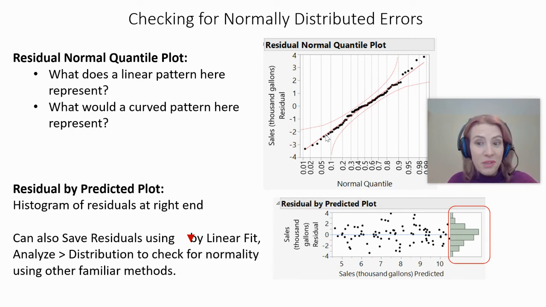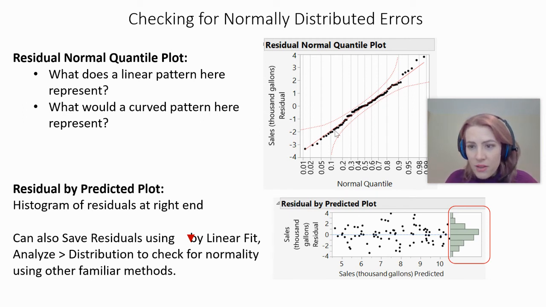Okay, so a bit of review here. What does it mean if the points line up? What does it mean if they're in a curved pattern? Well, the linear pattern is what we want here. A linear pattern here represents that the errors are normally distributed. Careful, because there's that linear condition about our x and y being linearly related, which we check on a different plot. But here, it's all in the name: residual normal quantile plot. So are the residuals normally distributed?